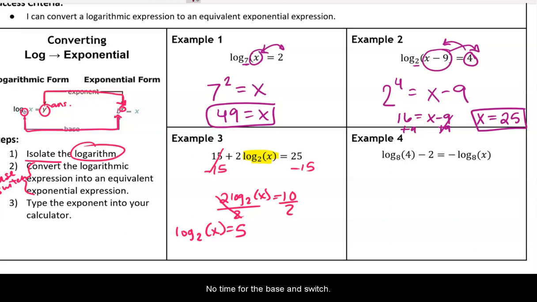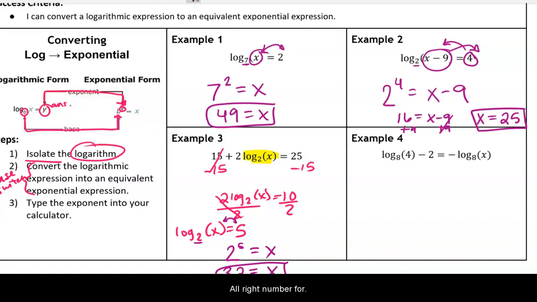Now, time for the base and switch. 2 to the 5. 16 times 2 is 32. So 32 equals x.